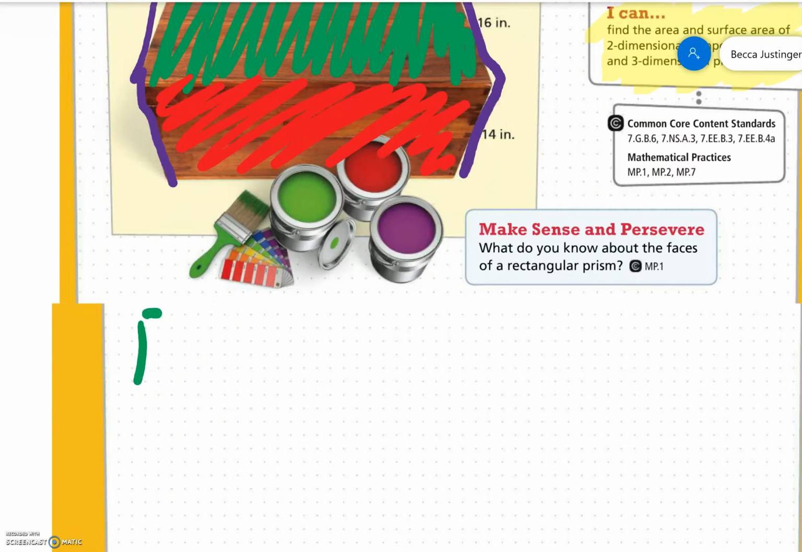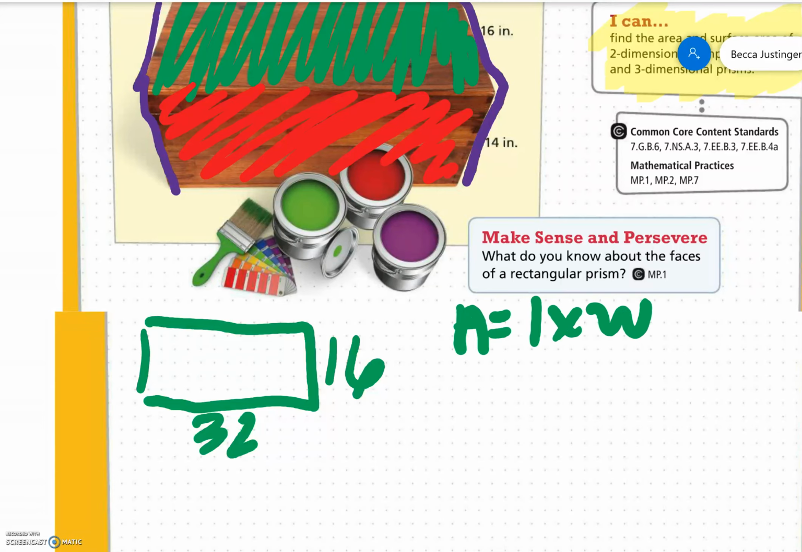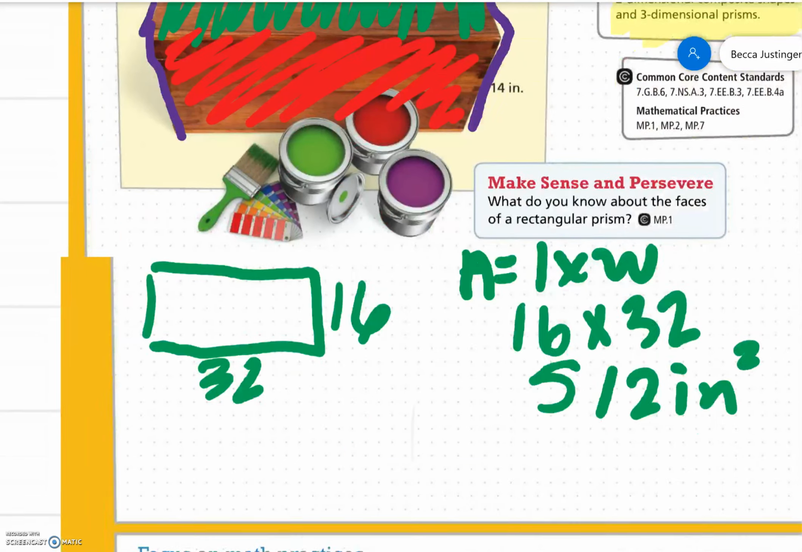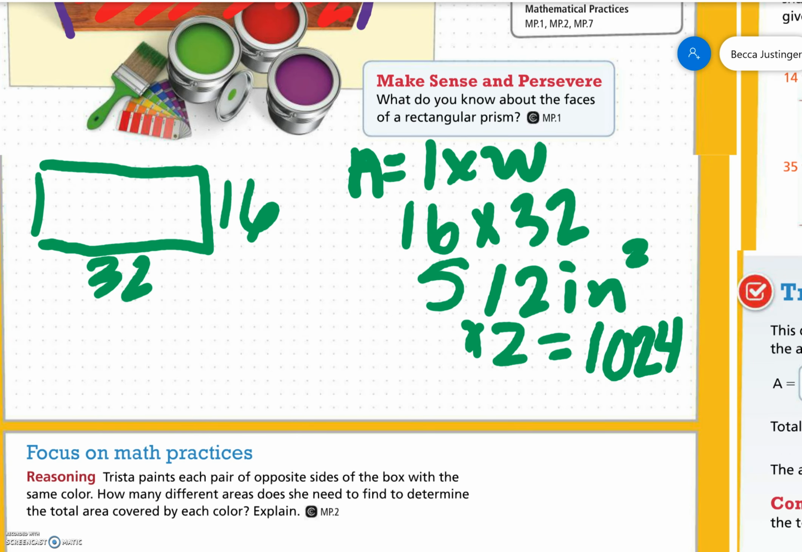Well, let's talk about the green first. That was a rectangle, and it's 16 by 32. Remembering that area is length times width, so we get out our calculators and do 16 times 32, and that's 512 inches squared. But remembering there's 2 of them, there's the top and the bottom, even though we can't see it. So we multiply that by 2, and that gives us 1,024 inches squared.